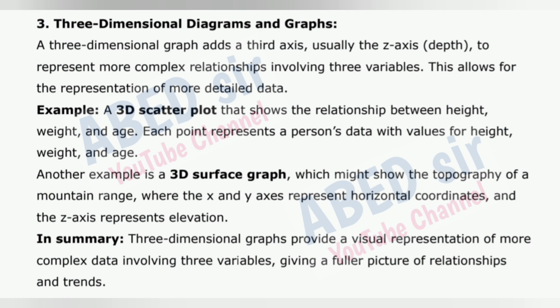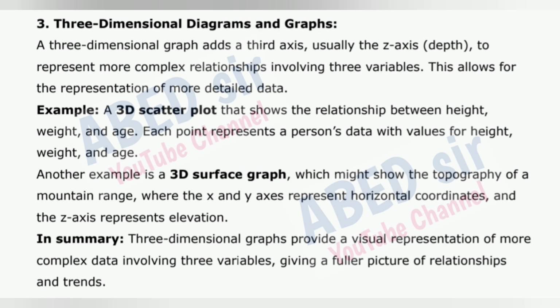Example: a 3D scatter plot that shows the relationship between height, weight, and age. Each point represents a person's data with values for height, weight, and age. Another example is a 3D surface graph, which might show the topography of a mountain range, where the x and y axes represent horizontal coordinates and the z-axis represents elevation. In summary, three-dimensional graphs provide a visual representation of more complex data involving three variables, giving a fuller picture of relationships and trends.